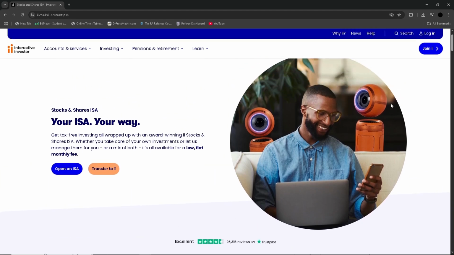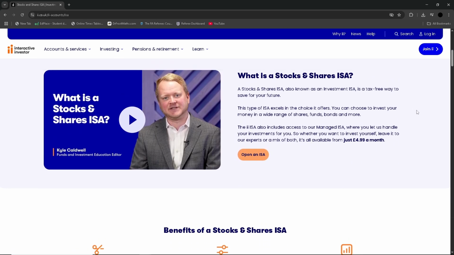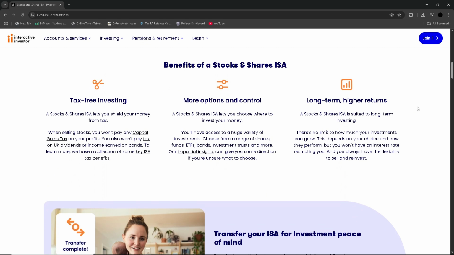Cons. While Interactive Investor's flat fee model is great for larger portfolios, it's less cost effective for smaller investors, who may find a monthly charge a financial burden. At $5 to $20 per month, these can outweigh gains for casual or infrequent traders. The $4 trading fee, beyond the included trades, can also deter active traders.